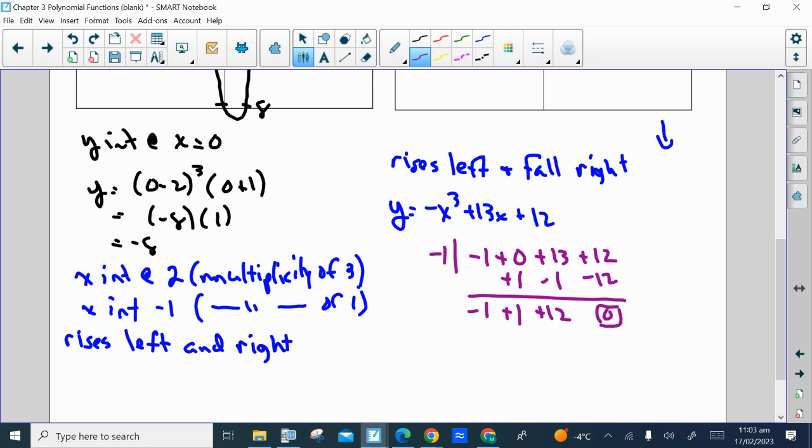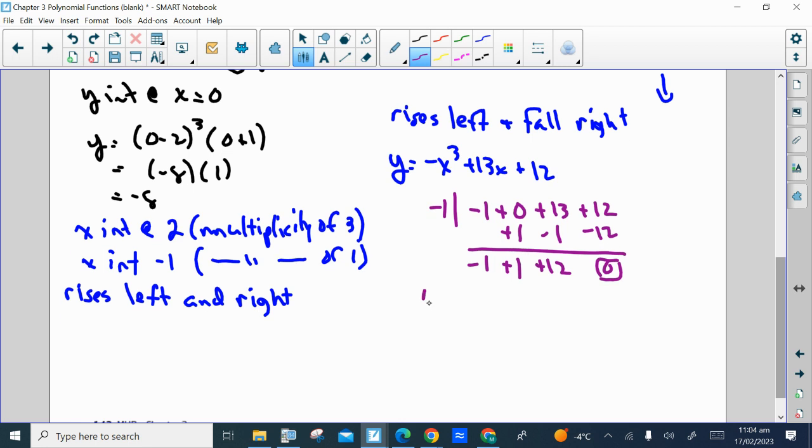The fact that we get a remainder of 0 tells us that we've done all our steps correctly. If x plus 1 is a factor, it has to divide evenly. You need to get a remainder of 0. So not only does this confirm x plus 1 as one factor, but the other factor is negative x squared plus 1x plus 12.